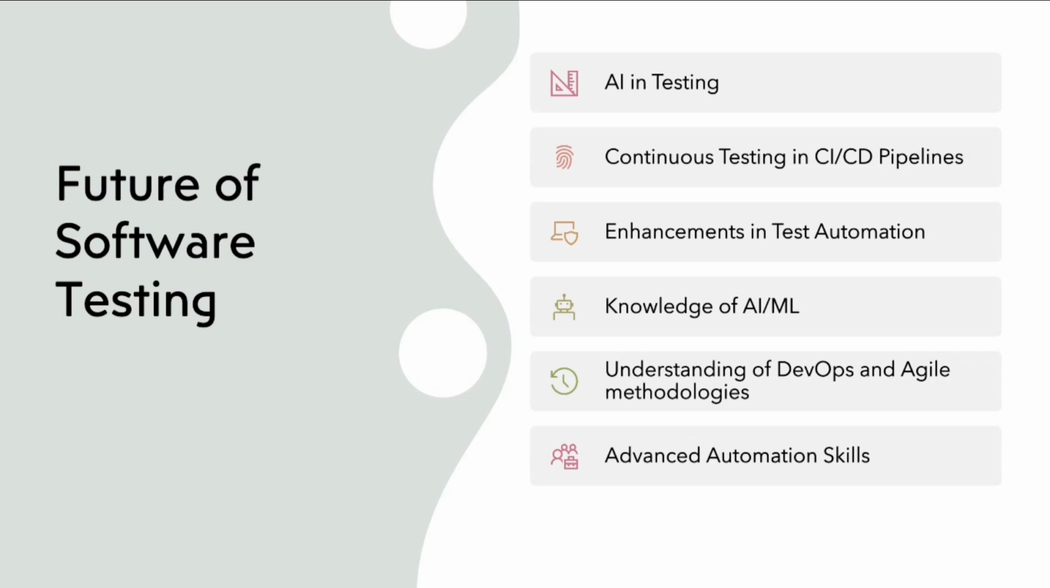Another thing is understanding DevOps and Agile methodology. It is very helpful from a tester's point of view. A tester can switch their job role from testing to the DevOps domain or project management. And we have to acquire some advanced automation skills. Through advanced automation skills, we can learn automation and execute cases where no person needs to be involved.